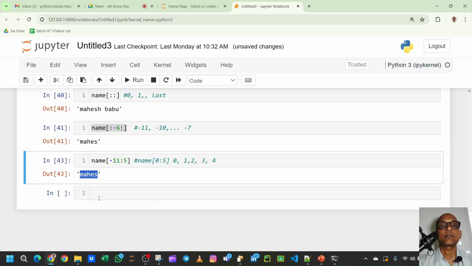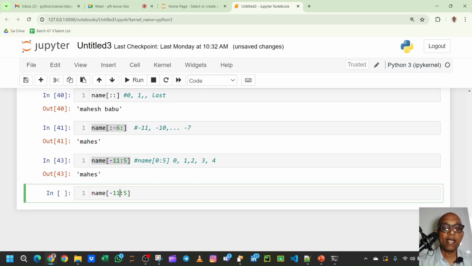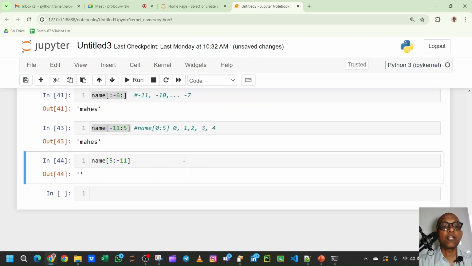But if I give it in reverse manner, 5 to minus 11. So just apply the logic. What is the default? I did not mention, so it will go incremental by default. What is the default incremental value? 1. So 5, 6, 7, it will go on the positive side only. It will never reach minus 11, correct? If that is the case, this expression is not going to give me any characters. It will simply say an empty string.